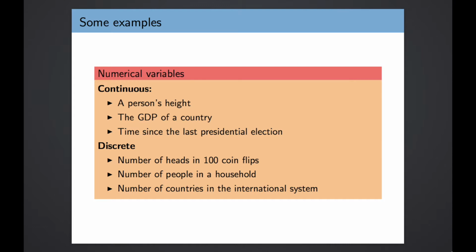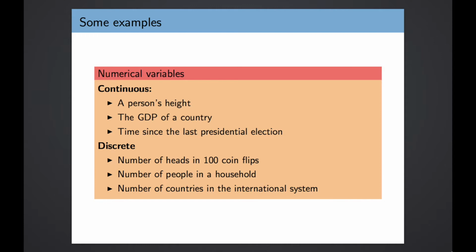But we would never say that we got 50.3 heads in 100 coin flips. That doesn't make sense. It's a discrete variable. We count it up and it can only take on that set range of values. Similarly, the number of people in a household, we wouldn't say that we have 4.8 people in our household. We'd say we can have 0 people in the household, or 1 person, or 2 people, or 4 people, or 8 people. But again, it says discrete.